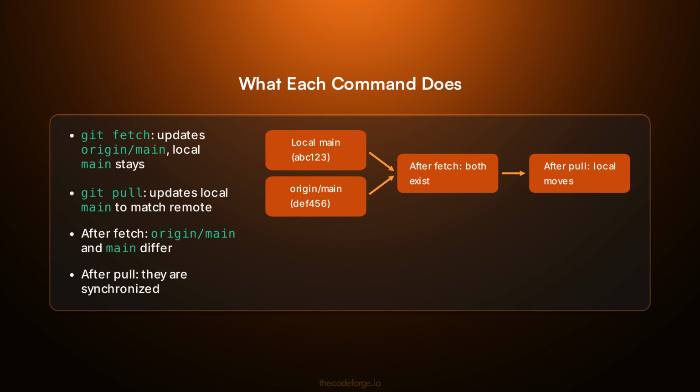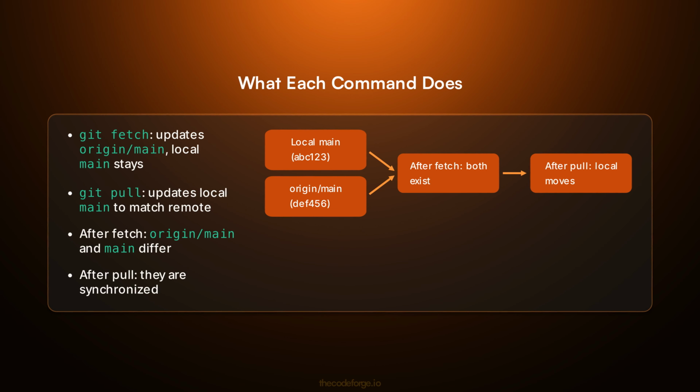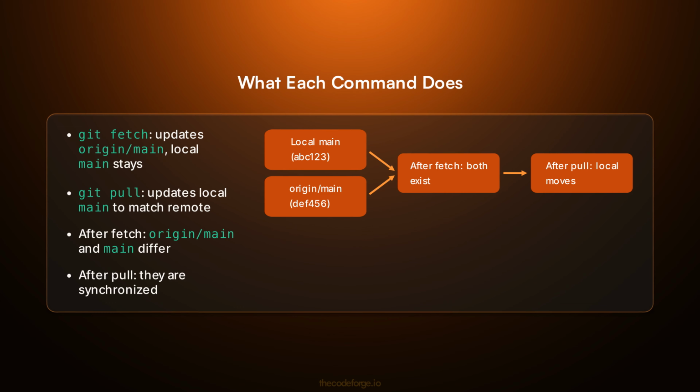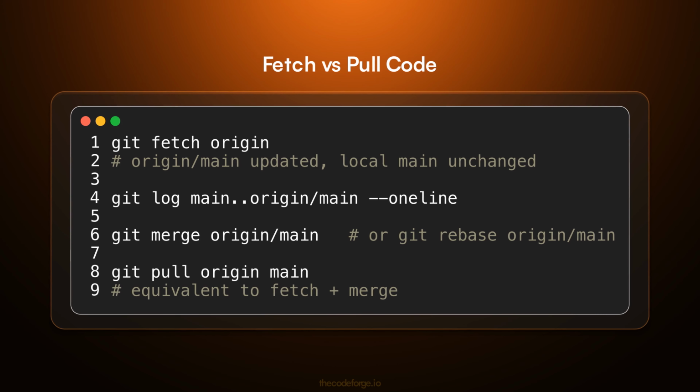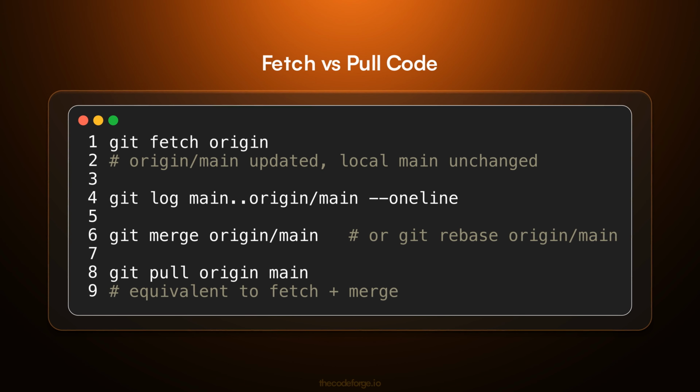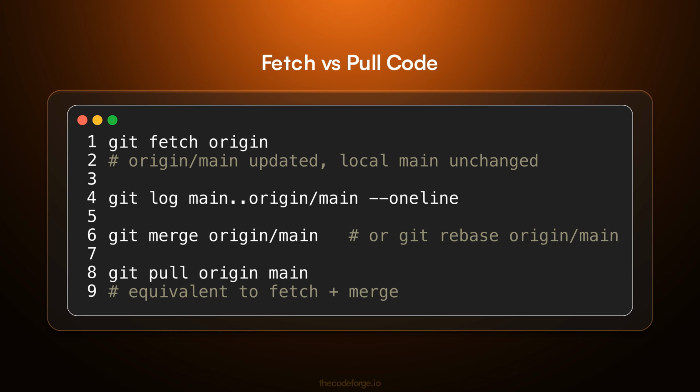The key insight? After git fetch, your local main hasn't moved, but origin main has. They point to different commits. After git pull, your local main is updated to match origin main. This distinction is crucial for understanding how fetch gives you control. Here's the full workflow side by side. Fetch first, inspect with git log, then decide to merge or rebase. Pull does it all in one step, but you lose the inspection window.